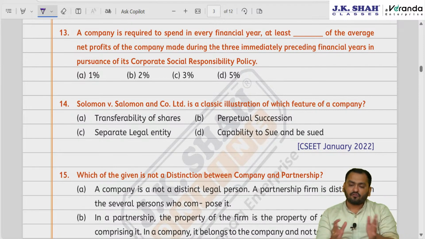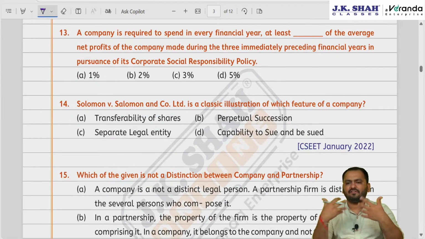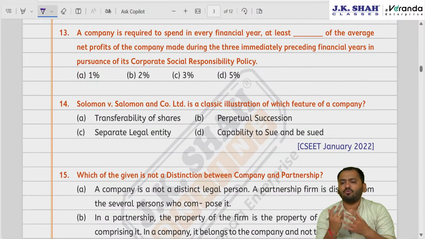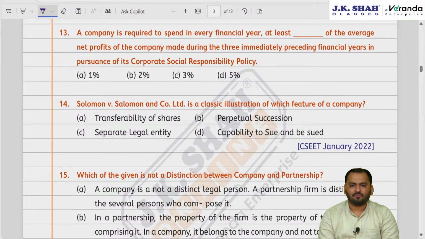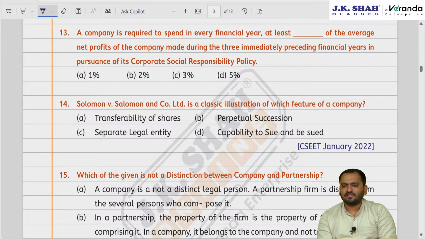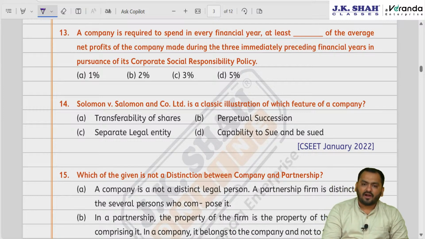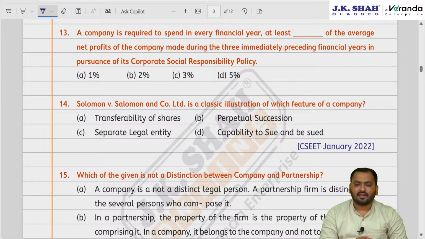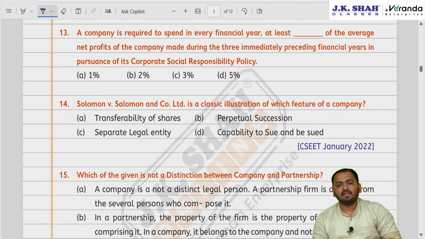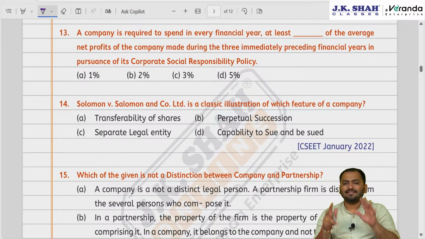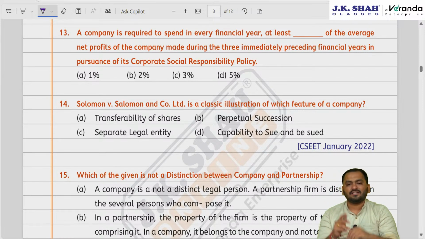See, obviously a company cannot spend its net profit anywhere it likes. There are rules for that. So CSR rules talk about how and where that money can be spent. Just for your knowledge and revision, the company can give that money only in the funds and activities mentioned in Schedule 7 of the Companies Act 2013. The Companies Act 2013 has a total of 7 schedules.